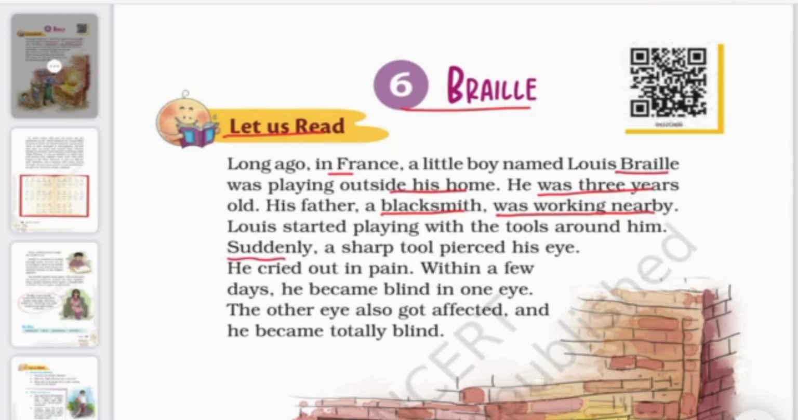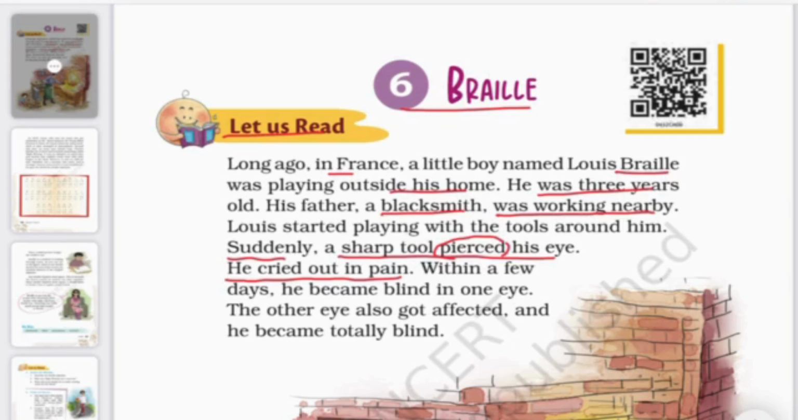Suddenly, what happened? A sharp tool pierced his eye. Pierced means to make a hole in something with a sharp point. He cried out in pain. Due to pain, he started crying.